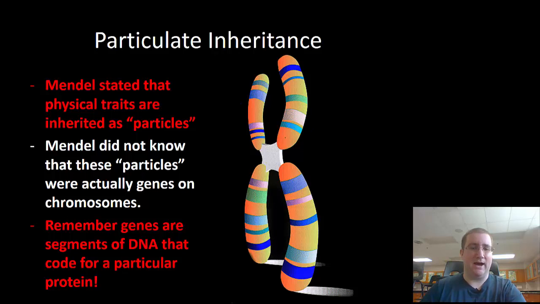Now, as we know, these things that are being passed along are the actual genes that are stored directly on your chromosomes, that are being passed along through creation of the sex cells through meiosis, and then eventually the combination during fertilization to create you. Remember that genes are these segments of DNA that code for a particular protein. So that's why it's genetics, the study of genes.